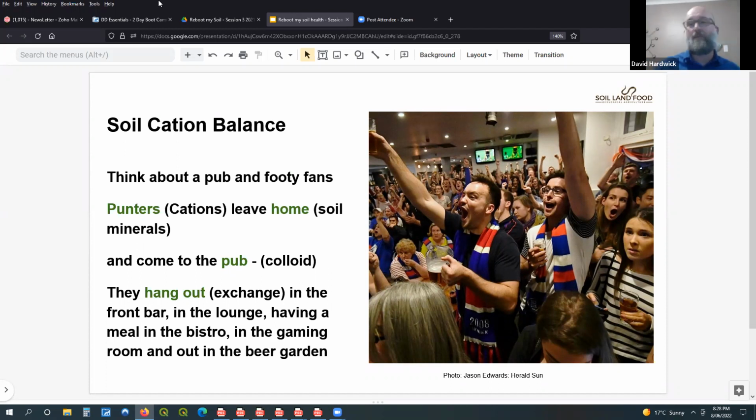The best one I can come up with is jelly beans. So just think of jelly beans in a bowl in front of you, and the kids are about to eat them. And that's the same thing here. So we've got a bowl full of colourful jelly beans, or you've got a front bar full of footy fans like here. And so the different footy fans or jelly beans are the cations.